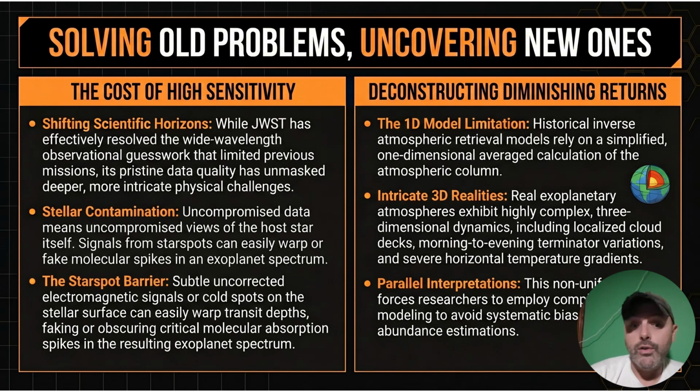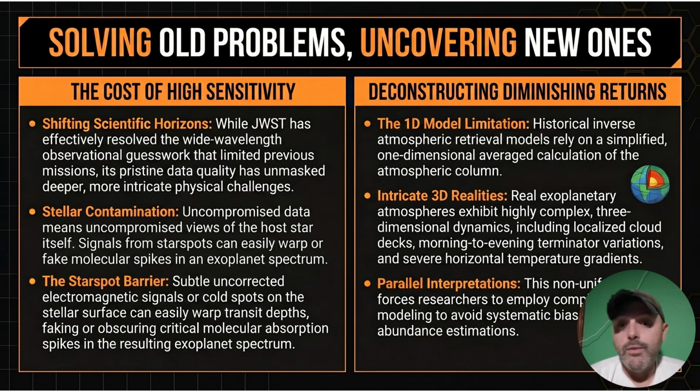There are subtle uncorrected electromagnetic signals or cold spots on the stellar surface that can easily warp transit depths, faking or obscuring critical molecular absorption spikes in the resulting exoplanet spectrum. Like I was saying, if there's one there, we could confuse it with something else.